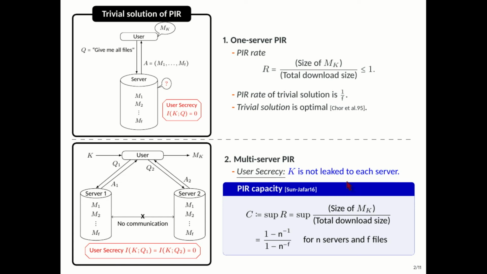Only a few years ago, Sun and Jafar defined and studied the PIR capacity. The capacity is defined as the optimal PIR rate, the maximum of the PIR rate, and they derived that the capacity is this value. Here, the N is the number of servers and F is the number of files. This capacity is much greater than the PIR rate 1 over F of the trivial solution.